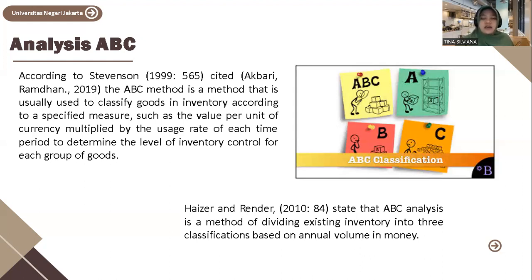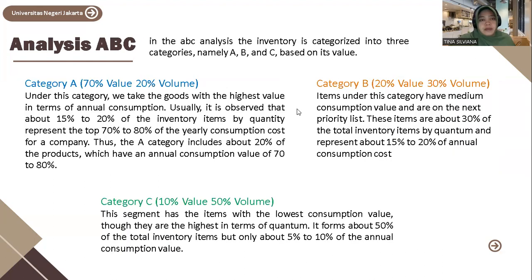Heizer and Render, 2010, page 84, state that ABC analysis is a method of dividing existing inventory into three classifications based on annual volume in money. In the ABC analysis, the inventory is categorized into three categories, namely A, B, and C, based on its value.